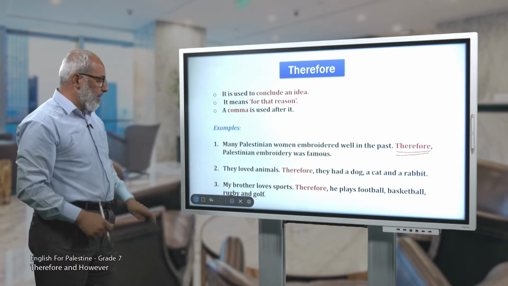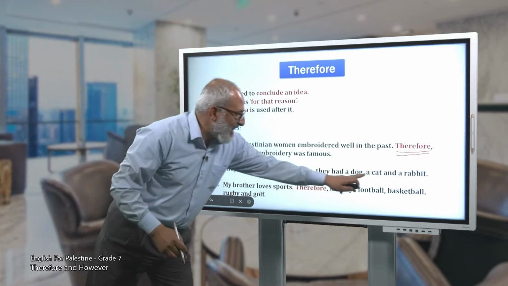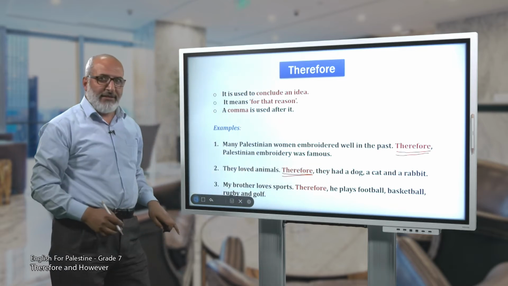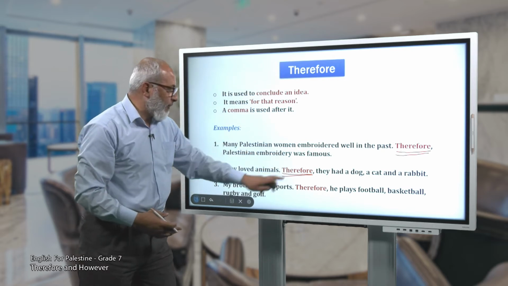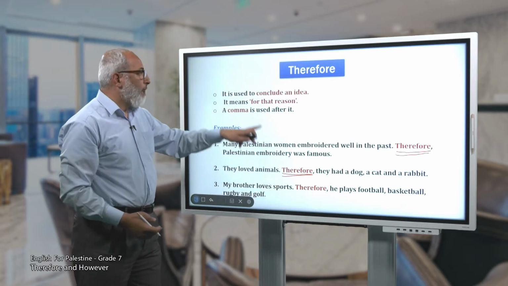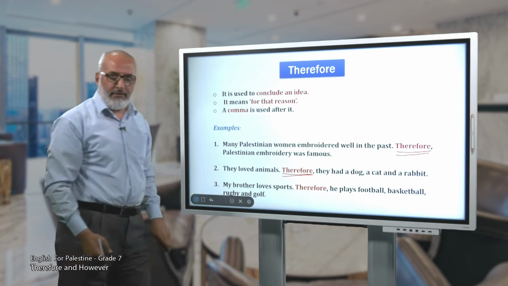Okay? Another example. They loved animals. Therefore, comma, they had a dog, a cat, and a rabbit. So if you notice here, this is a conclusion for this idea. Now, when we write a conclusion for an idea, we use therefore. So again, they loved animals. Therefore, for that reason, they had a dog, a cat, and a rabbit.